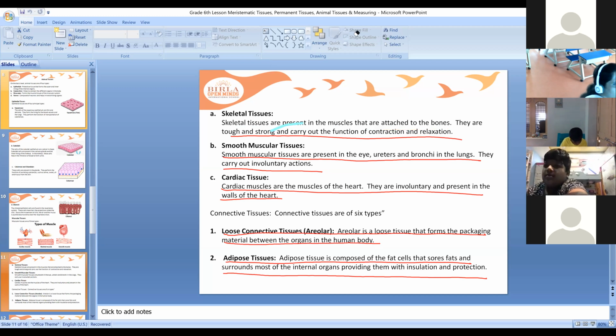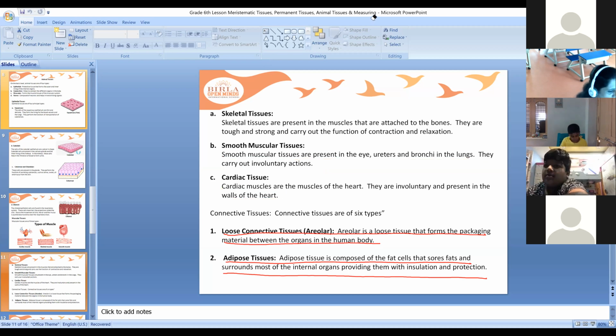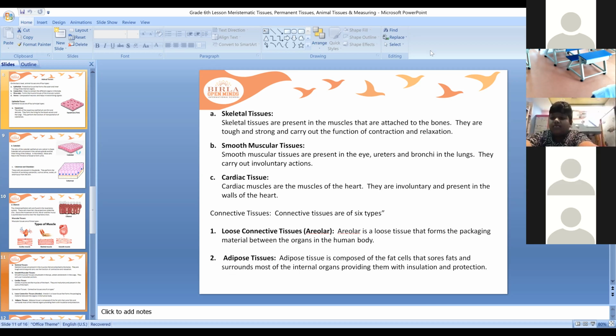I'm erasing everything. Do you all have your course books with you? Which page, ma'am? Just one second. 14. Page number 14. Yes, ma'am.